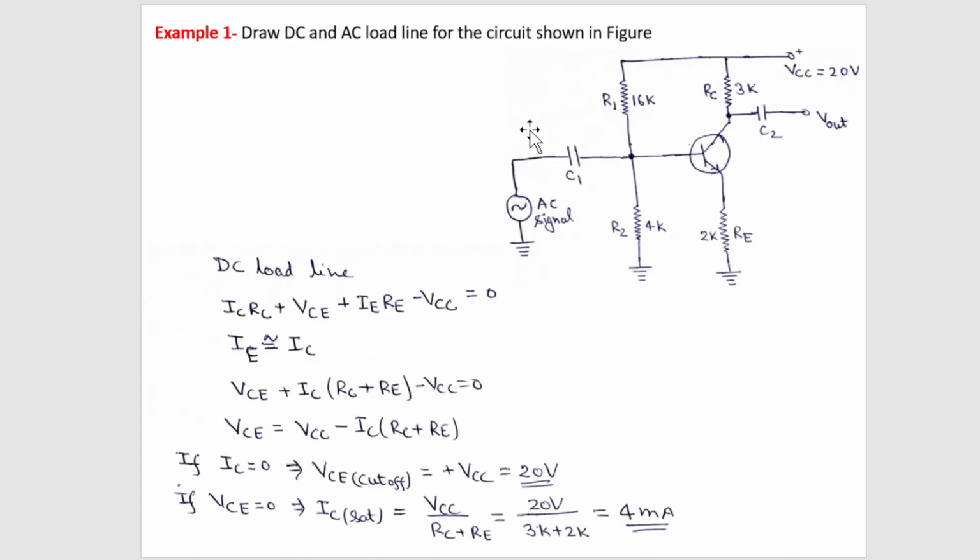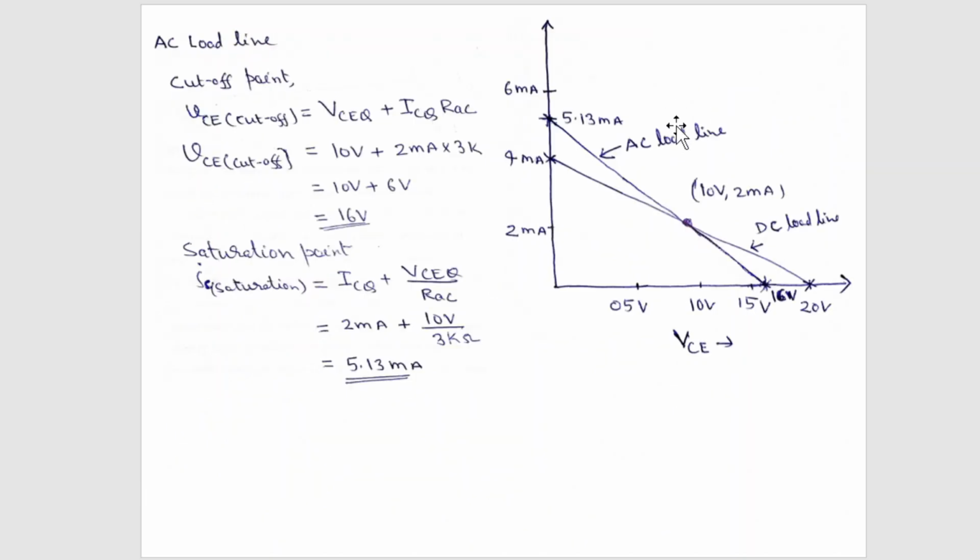If you see the circuit here, how much AC load resistance do we have? We have 3 kilo ohm AC load resistance. In this case, AC load resistance and DC load resistance are both the same, so RAC is equal to 3 kilo ohm. So that will be 10 volt plus 6 volt, which gives small v capital CE cutoff of 16 volt. So this is one end point for the AC load line.